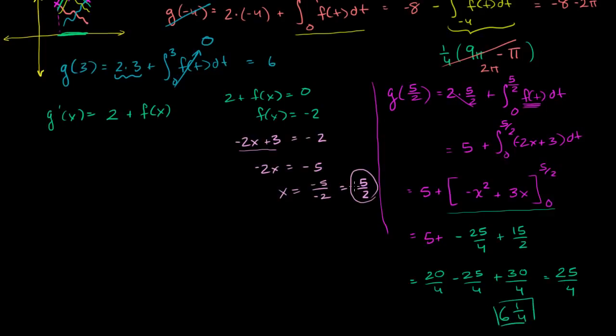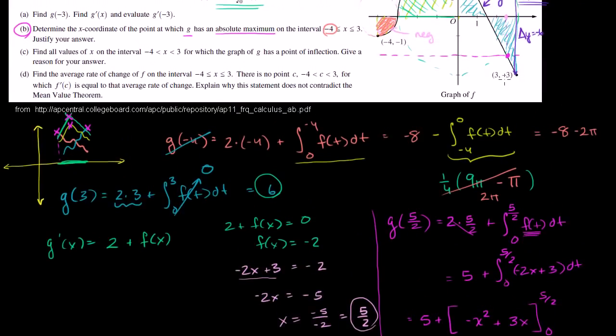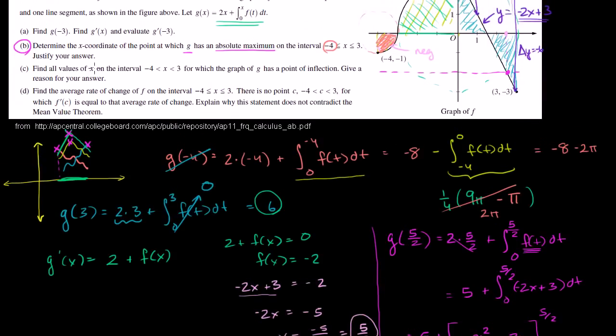So when we evaluate our function at this critical point, at this thing where the derivative is equal to 0, we got 6 1/4, which is higher than 6, which is what g was at this endpoint, and it's definitely higher than what g was at negative 4. So the x-coordinate of the point at which g has an absolute maximum on the interval negative 4 to 3 is x is equal to 5 halves.